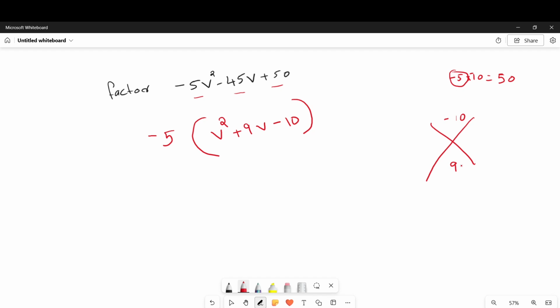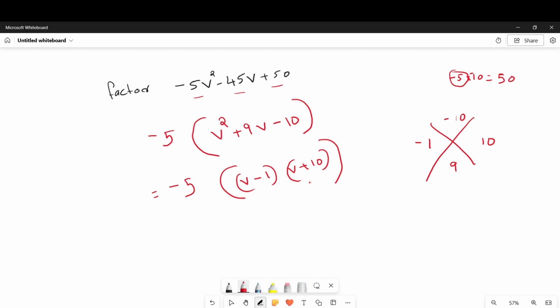What are they? Minus 1 and 10. These are the two numbers. When we multiply, minus 1 times 10 is minus 10. Minus 1 plus 10 is 9. So this is very simple. Going forward, what we write is minus 5 outside, then v minus 1 into v plus 10 inside as the factors.